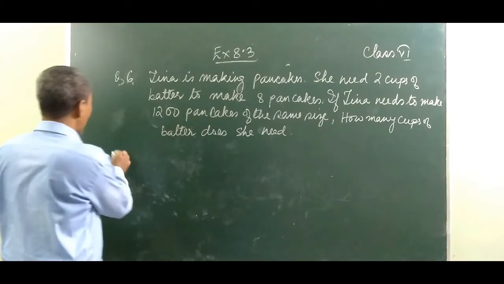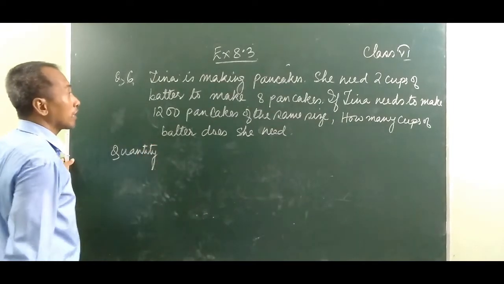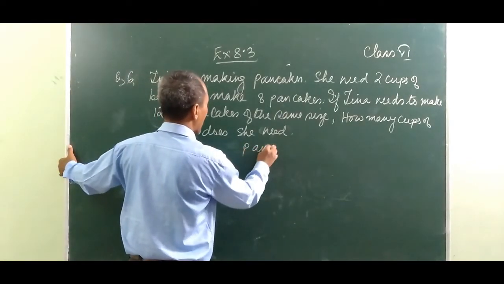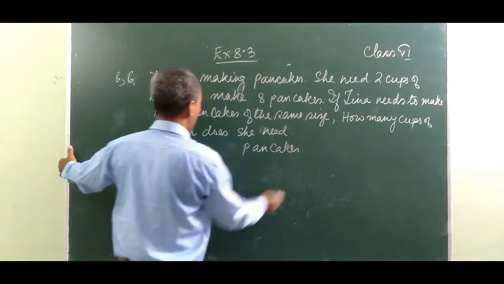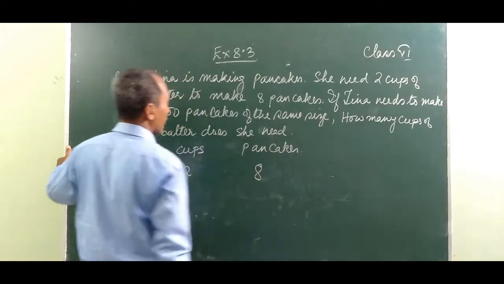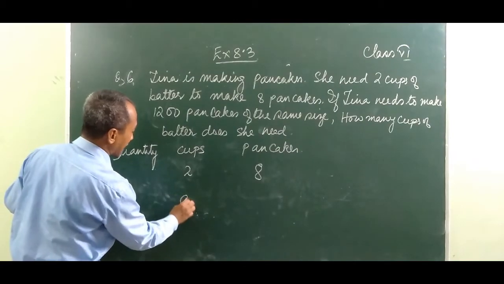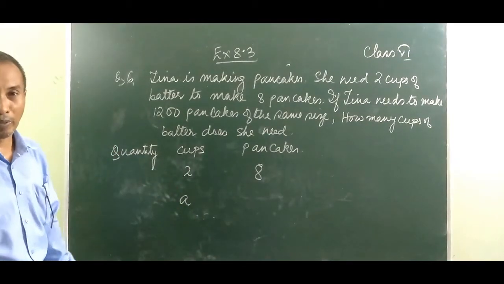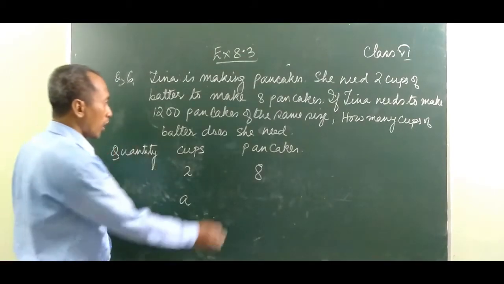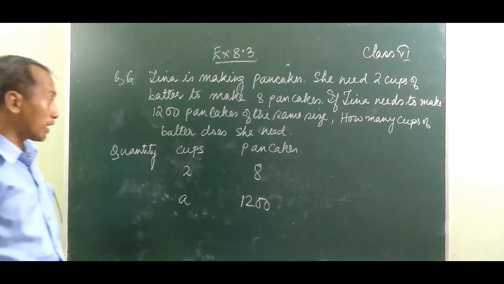So the quantities, you see the quantities. What are the quantities given here? Cups, and then pancakes. So 2 cups can make how many pancakes? 8 pancakes. So how many cups will be required? We will take it as A. We do not know how many cups will be required. We can take it as X, we can take it as A, we can take it as B, anything. So how many pancakes are required to make? 1200. So a ratio will be formed now here.